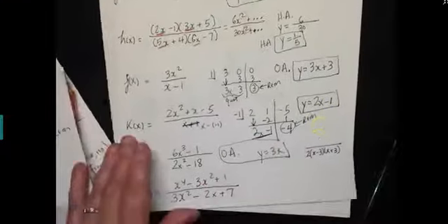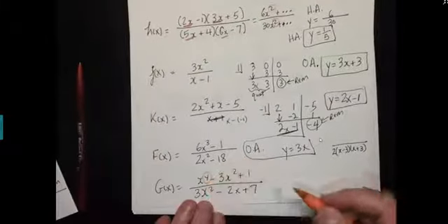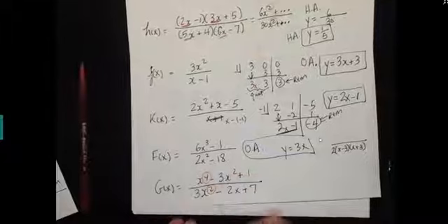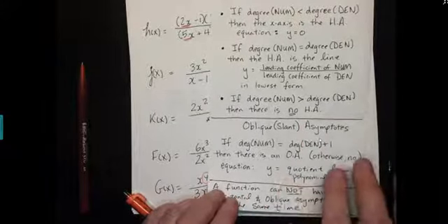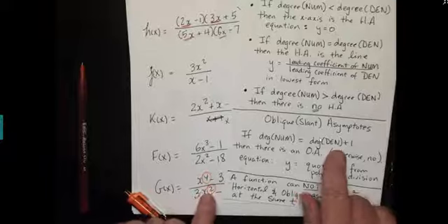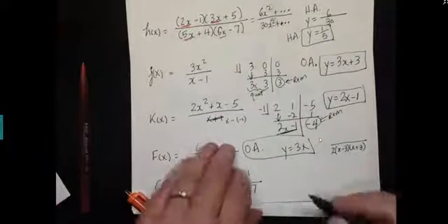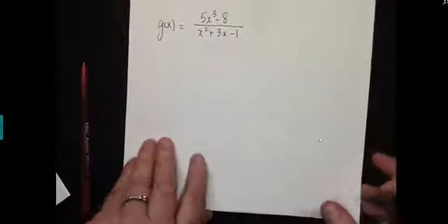All right. What about this one here? Well, the degree of the numerator is 4. The degree of the denominator is 2. There will be no horizontal asymptote, and there's no slant asymptote because this is bigger than the denominator plus 1. So there won't be either. Okay.